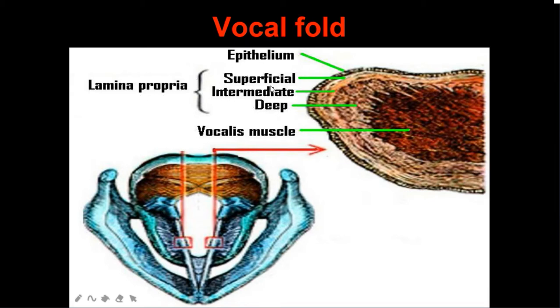Below the epithelium, there is a lamina propria. In the lamina propria, there are three layers. The superficial layer is the Reinke space; the intermediate and deep layers form the vocal ligament. Deeper to that, there is the vocalis muscle. The vocalis muscle is the internal part of the thyroarytenoid muscle.